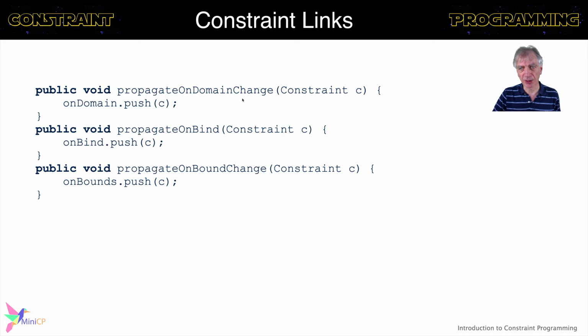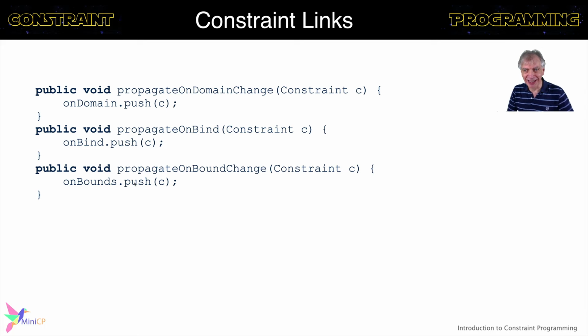This is a method that you call when you want to link a particular variable, the variable that we are implementing here, and a constraint C. And that constraint has to be propagated when the domain is changing. The only thing you're doing here is taking these constraints and putting them into the stack that corresponds to the on-demand events. So these are all the constraints that have to be propagated as soon as the domain is changing. And this is the same thing, but for two different events: when the variable is bound, or when the bounds of the variable, the min and max, are changing.